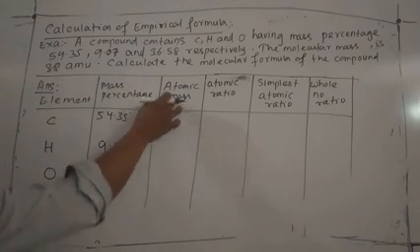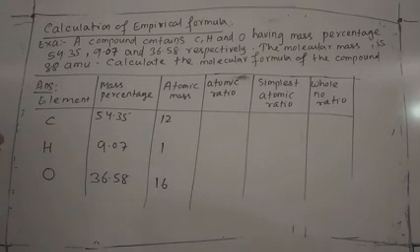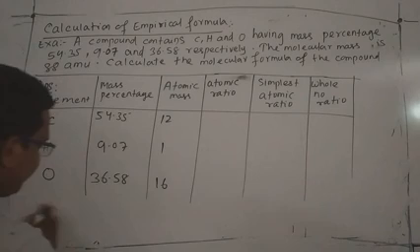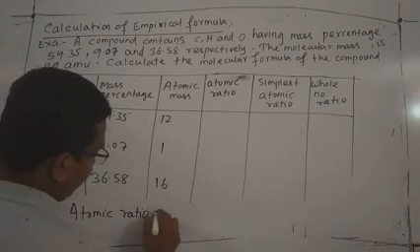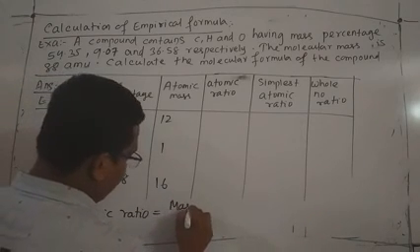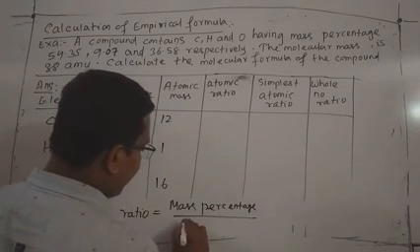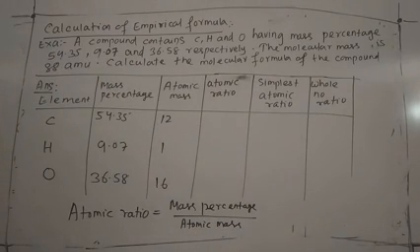We know that the atomic mass of carbon is 12, the atomic mass of hydrogen is 1, and the atomic mass of oxygen is 16. It is all known to us. How can you calculate the atomic ratio? There is a formula: atomic ratio equals percentage composition, that is mass percentage, divided by atomic mass.